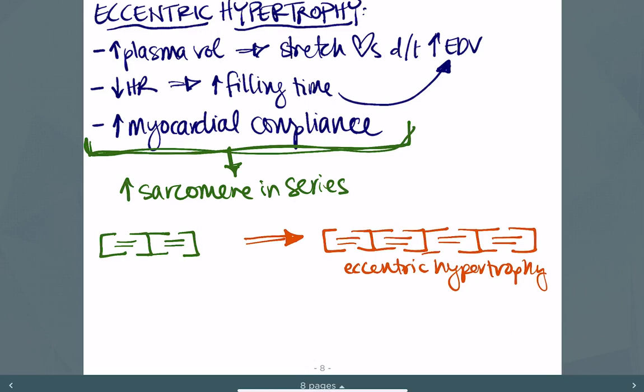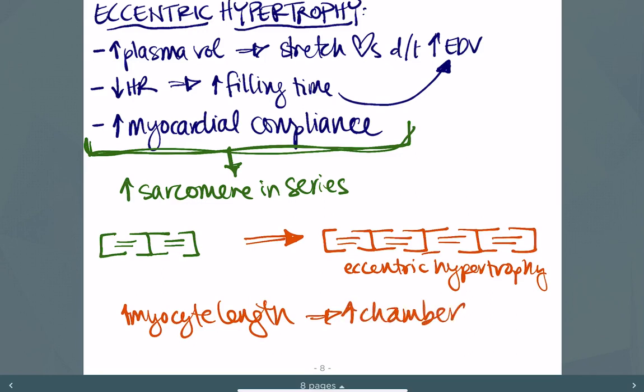So we're going to see an increase in myocyte length because of this, the length of the cell, and that will ultimately increase the size of the chamber volume. So the heart will be able to hold more blood because the actual size of the ventricle increases. So this is the eccentric hypertrophy piece.